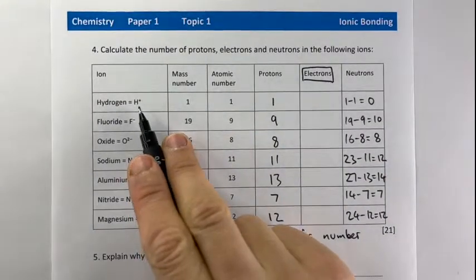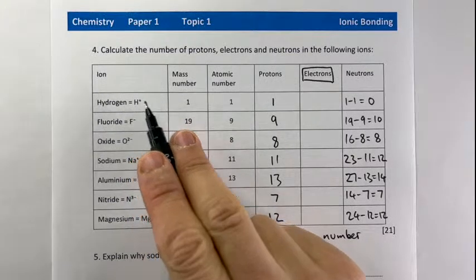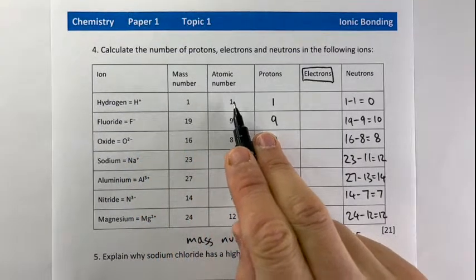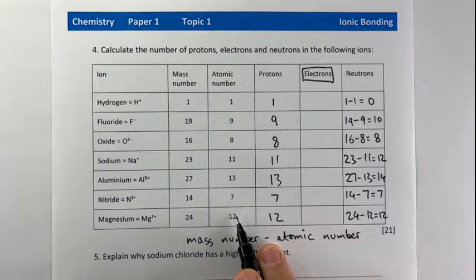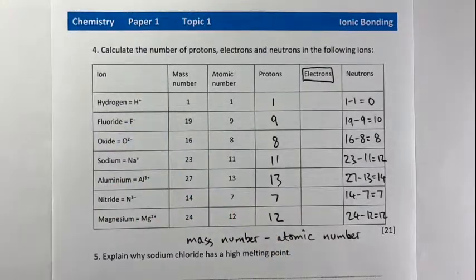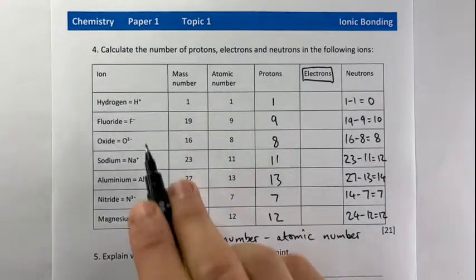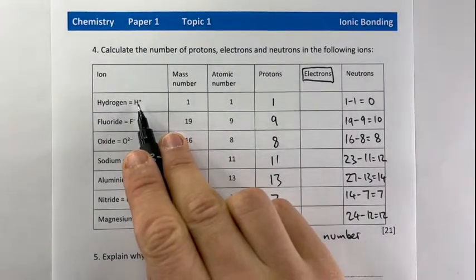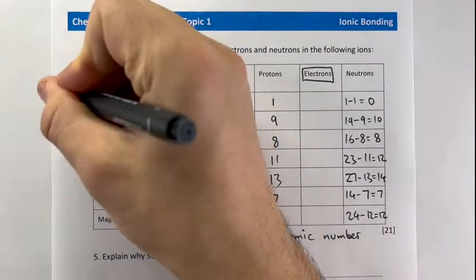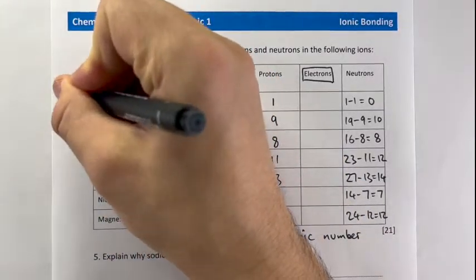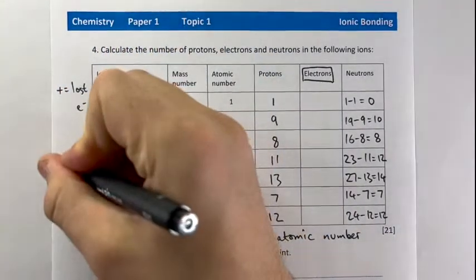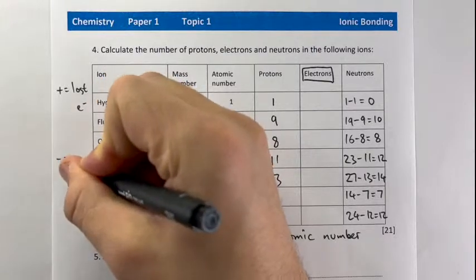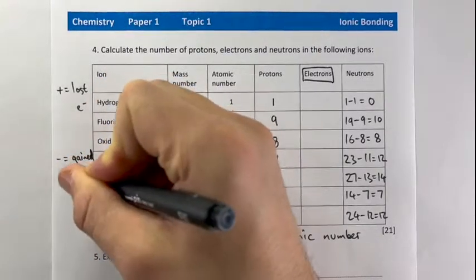Now, this is the column where a lot of students can struggle. So you need to look at the charge of the ion as well as the atomic number, because the atomic number tells us how many electrons there are in an atom. However, if we have an ion, we know the atom has either lost or gained electrons. And when we have a positive charge, a positive charge means the atom has lost electrons. If we have a negative charge, the atom has gained electrons.